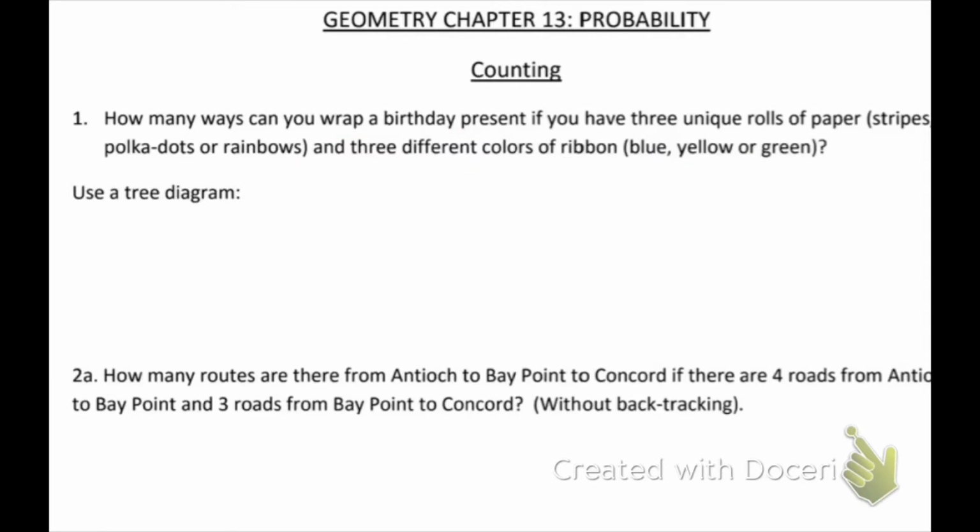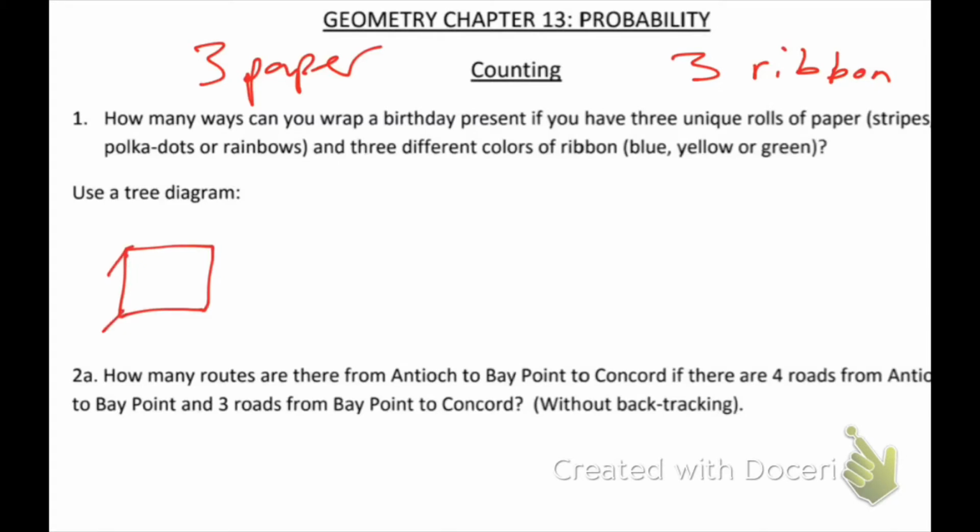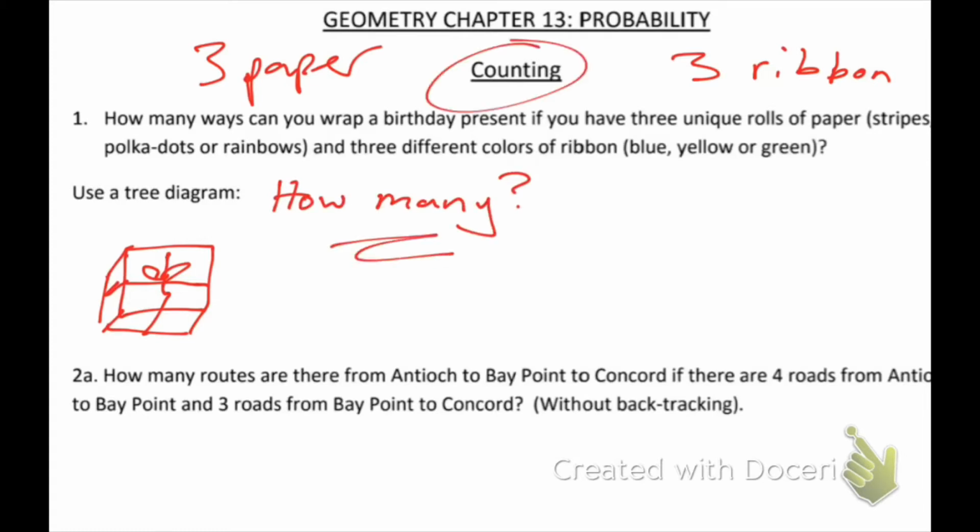So we have 3 types of paper and 3 types of ribbon. Now the question is, if you have a birthday present, how many ways, notice the how many, we're going to be counting the number of ways to wrap it if I could use 3 different types of paper and 3 different types of ribbon. So what's the total number of options of how to wrap it?